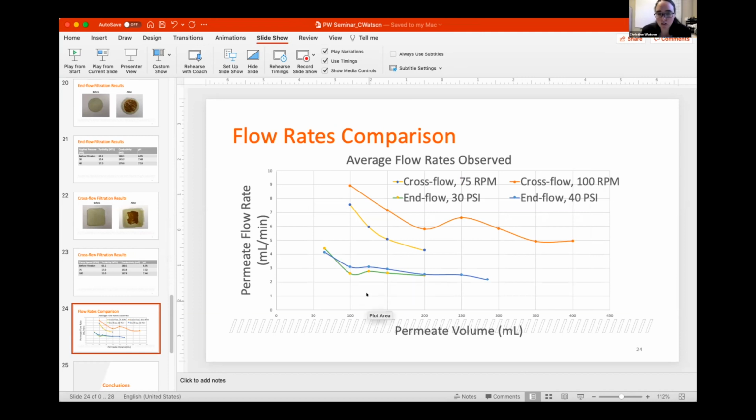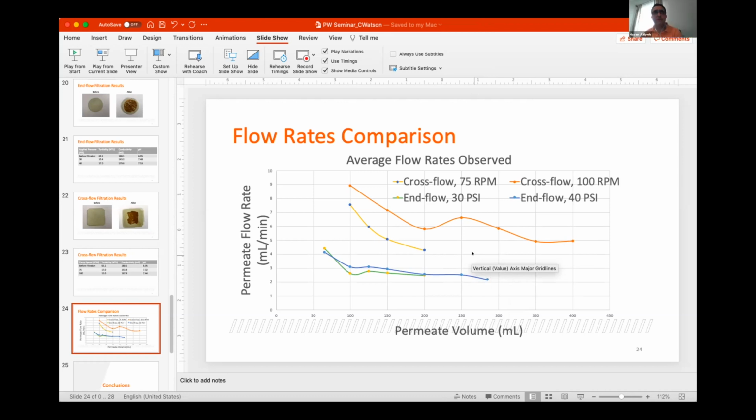Typically for the dead-end, it takes between 1 and 2 hours to reach 290 milliliters of permeate volume. It slows down significantly as time goes on. For the crossflow, I can reach 300 milliliters easily within an hour. Within an hour? Yes, it's much faster. It's because of the fouling, I assume. For the dead-end system, 2 hours. Okay, thank you.